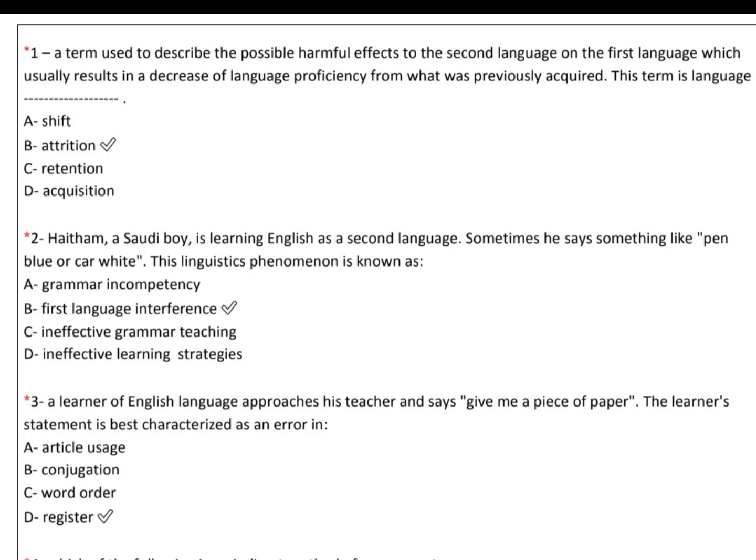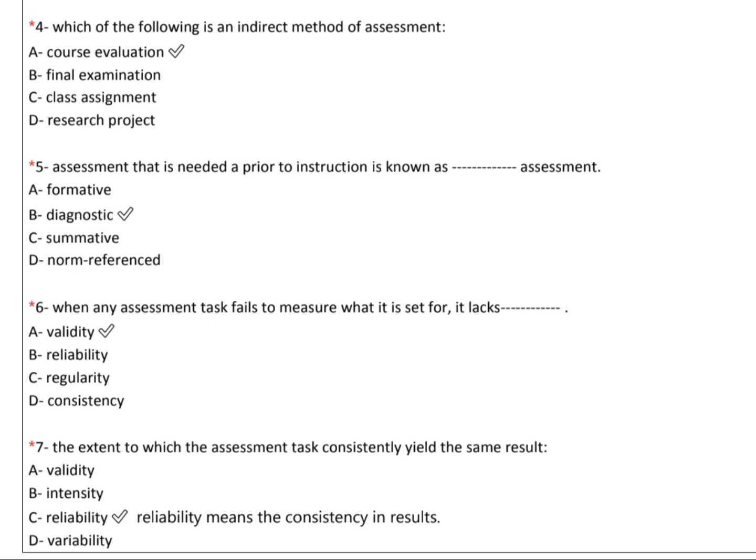3. A learner of English approaches his teacher and says, "Give me a piece of paper." The learner's statement is best characterized as an error in: A. Article usage. B. Conjugation. C. Word order. D. Register.